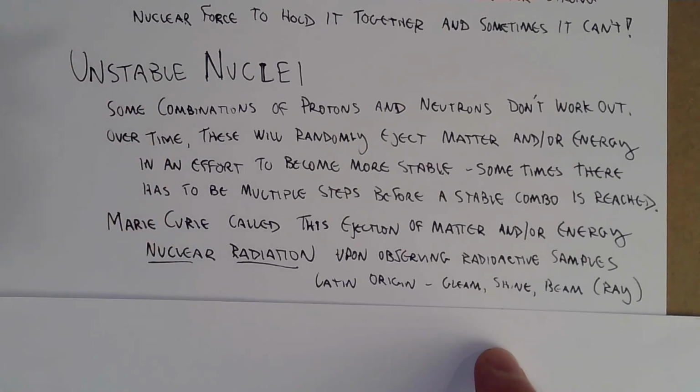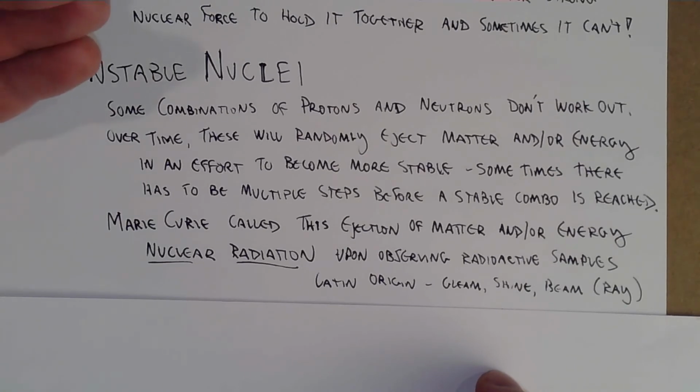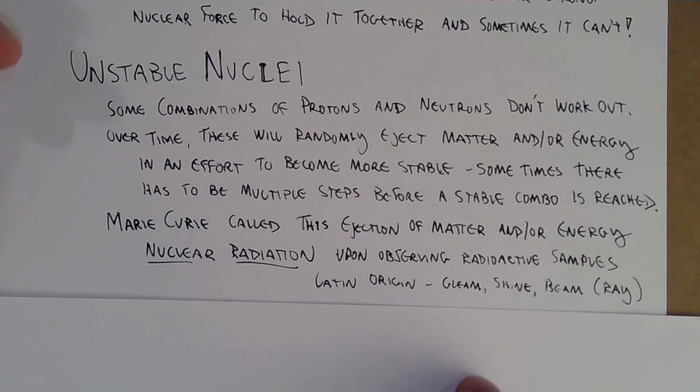And therefore, any atom that is unstable, any nucleus that is unstable and emits radiation is considered to be what we say is radioactive. If something's radioactive, that's all it means. It just means it has a nucleus that at some point in the future will randomly eject matter or energy, probably in an effort to make itself more stable.